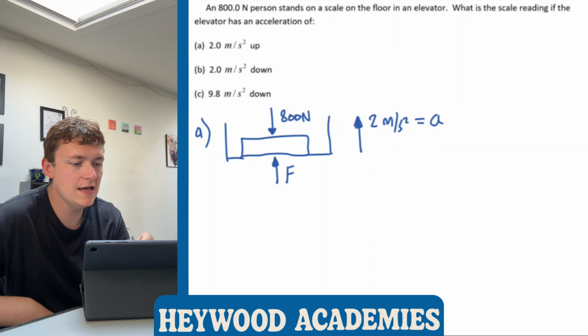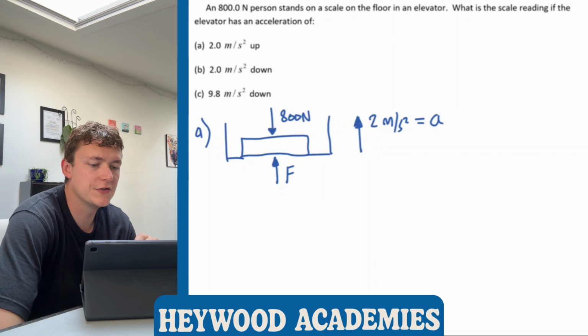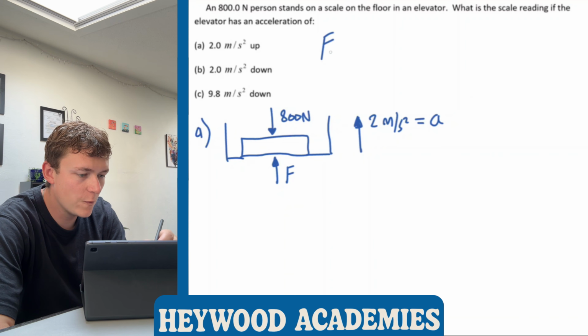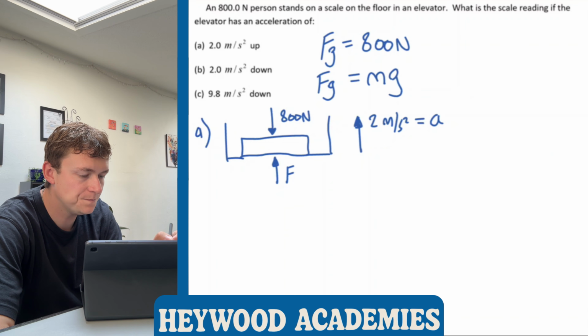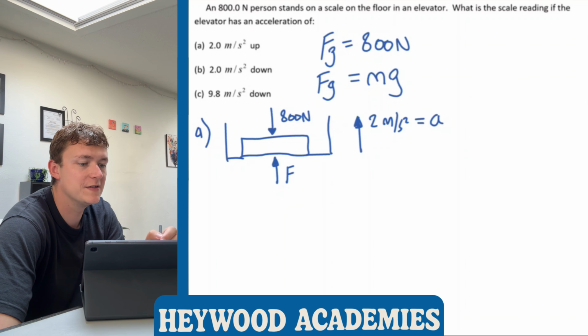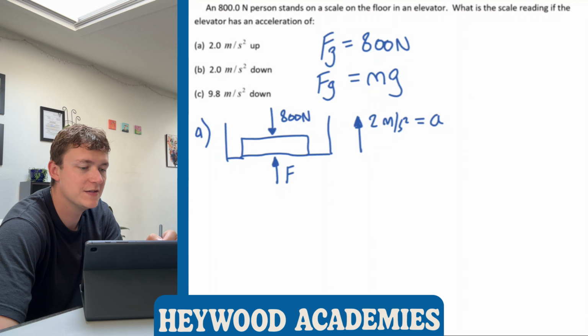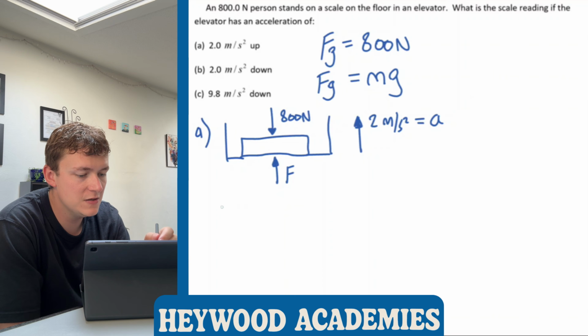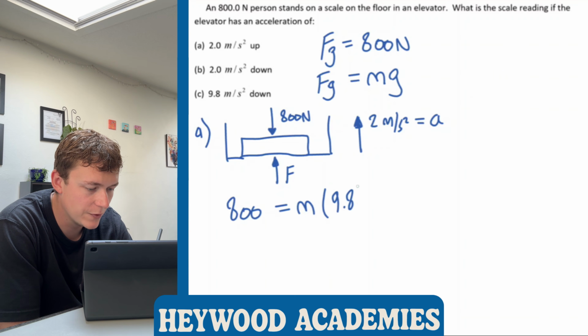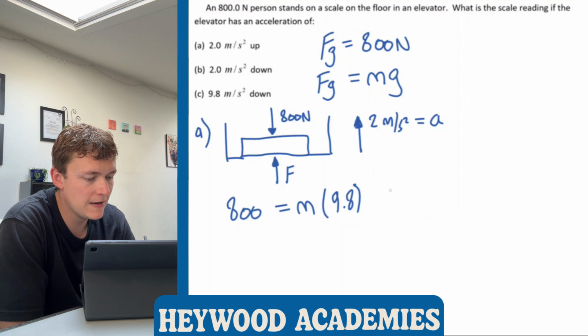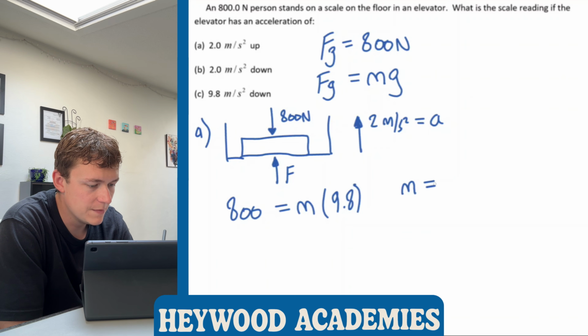So let's start with this. 800 Newton person stands on the scale. So that means that the force of gravity from that person is 800 newtons, but we also know that the force of gravity is equal to m times g. They actually gave us the weight of this person, they did not give us the mass. So the first thing that we should do is just solve for the mass of the person. We have 800 newtons is equal to the mass times g, which is 9.8.